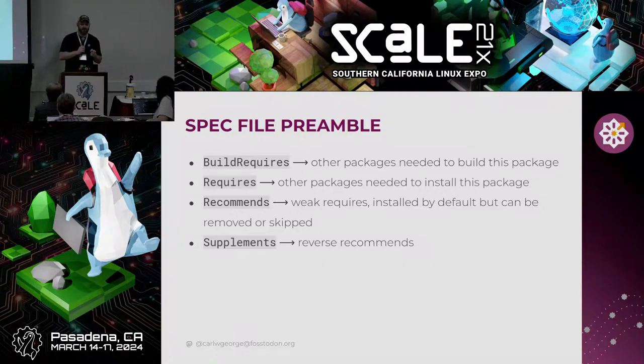Supplements is really cool. That is what I call a reverse recommends. There's no requires equivalent to it, but basically with supplements, the example I like to give is, think you have a piece of software and then you have plugins for that software. And those plugins change over time. You package new ones, add them, you might remove some. If you use recommends for it, the main software pulls in all the plugins, you'd have to enumerate all of the plugins in the main software spec file, and then if any of them change, update that list of recommends in the main spec file.